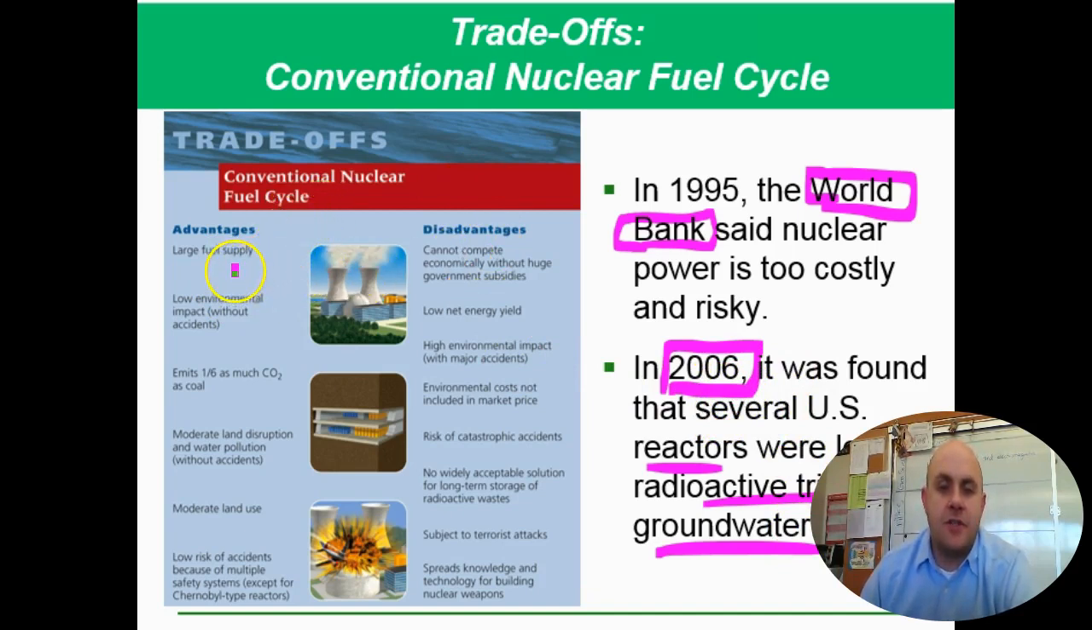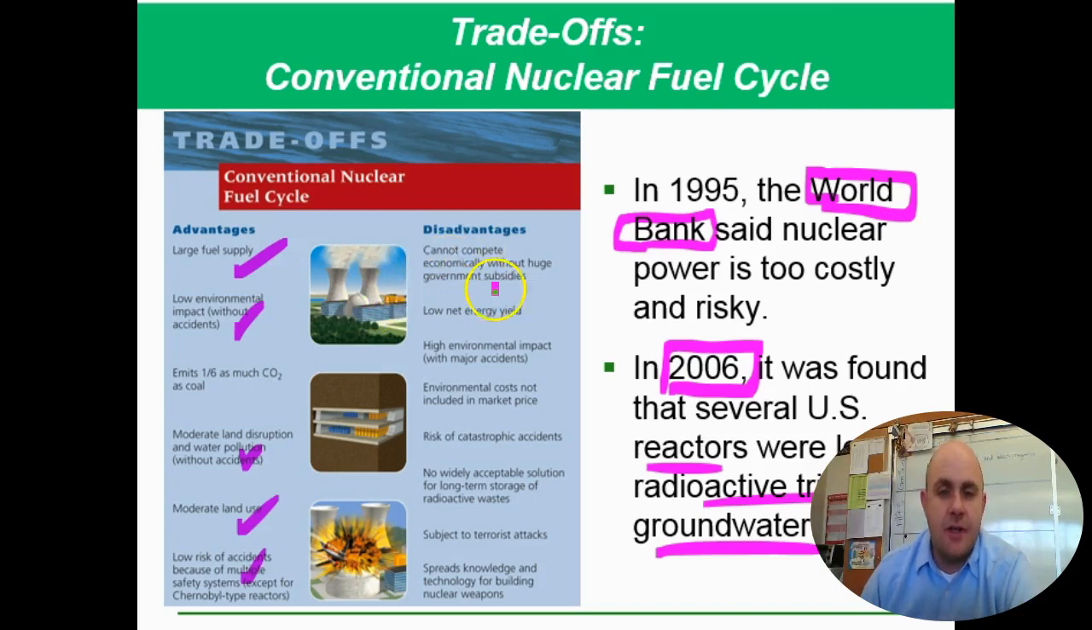So what are some advantages? There's a large fuel supply available. We have plenty of uranium around. There's not a huge environmental impact with the exception of maybe potential accidents. It releases very small amounts of CO2. It doesn't mess with the ground a lot, land use wise and land disruption wise. And then the accidents have been pretty low cost with the exception of Chernobyl, which we talked about in class.